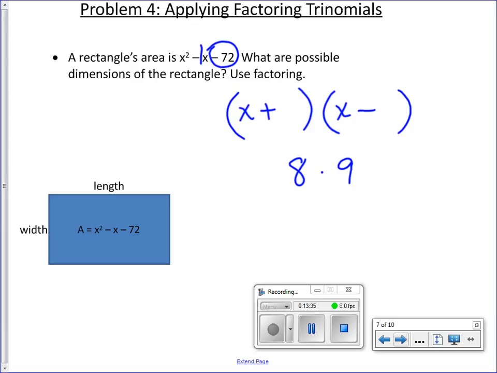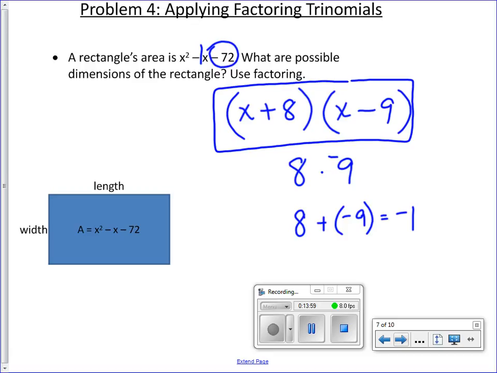One of these is going to have to be negative, and we want them to add up to give us a negative 1. So 8 plus a negative 9 will give us a negative 1. So we're going to make the 9 the negative. All right, so we have x plus 8 and x minus 9, and this would be your answer.